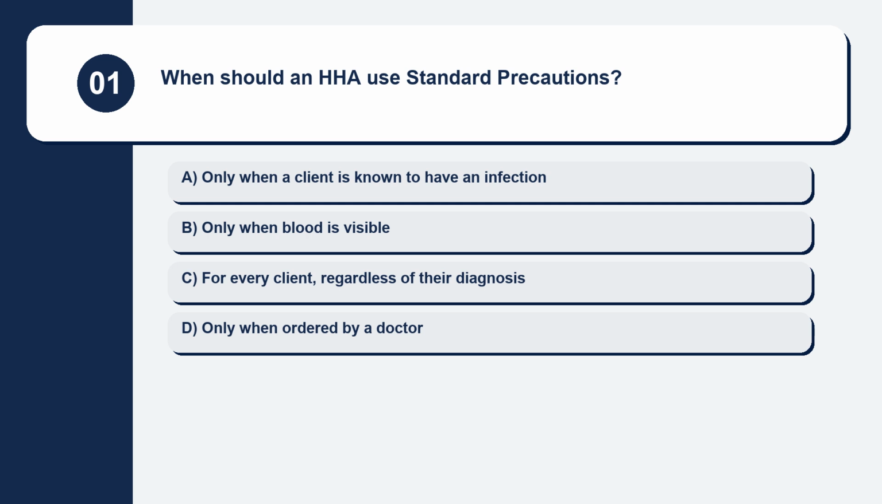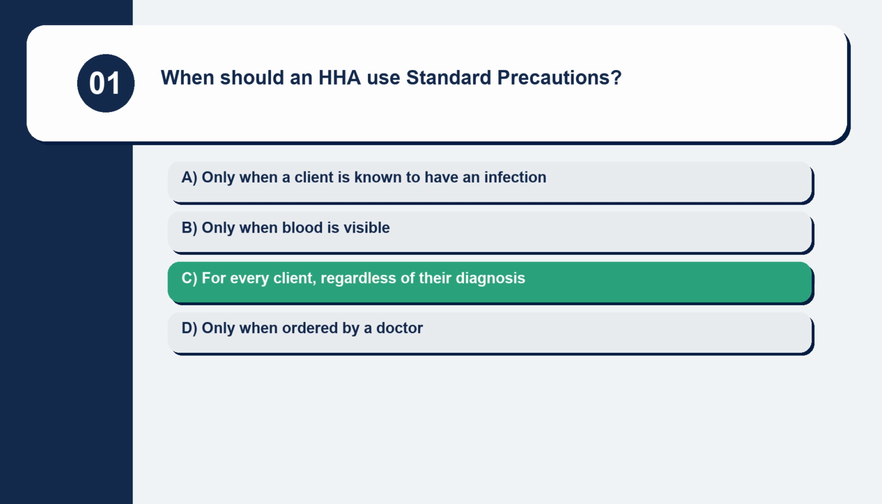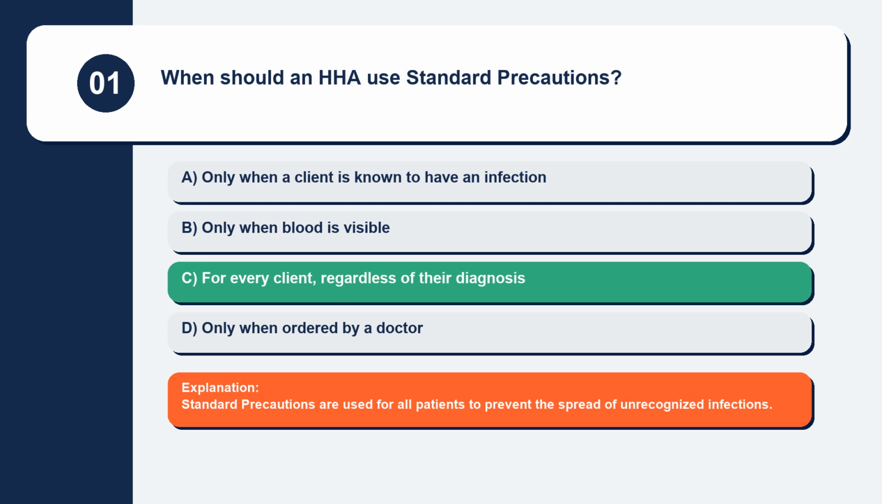Question 1. When should an HHA use standard precautions? Only when a client is known to have an infection. Only when blood is visible. For every client, regardless of their diagnosis. Only when ordered by a doctor. Standard precautions are used for all patients to prevent the spread of unrecognized infections.